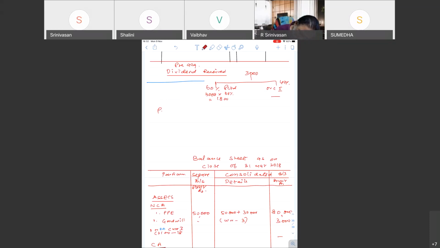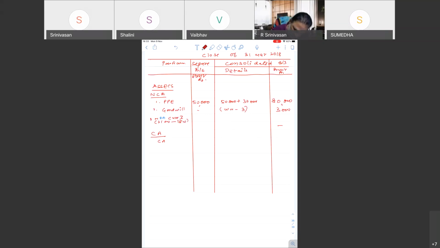So the pre-acquisition dividend will be: bank account debit to investment, 1,800 investment in Q Limited. So this entry will be making.